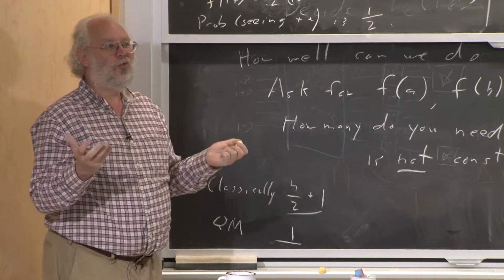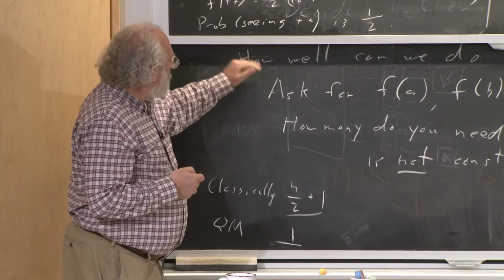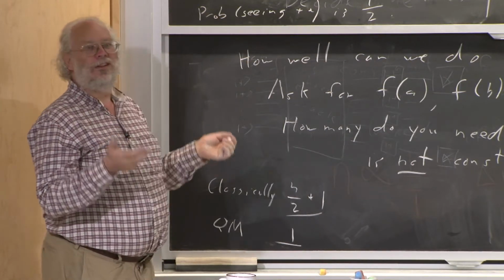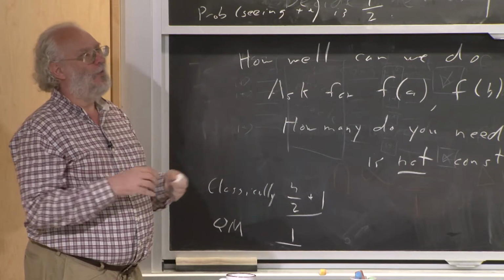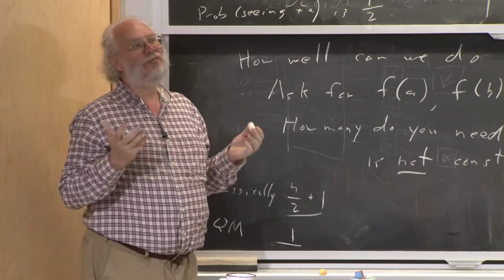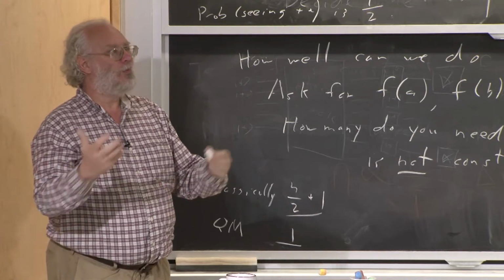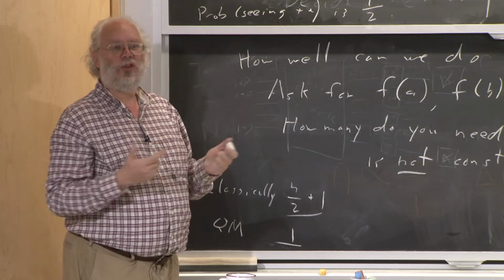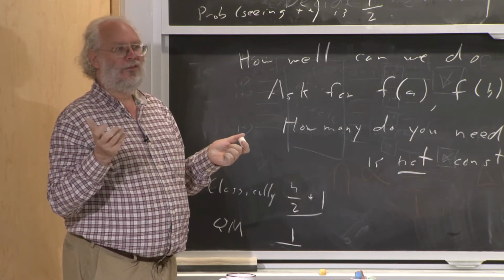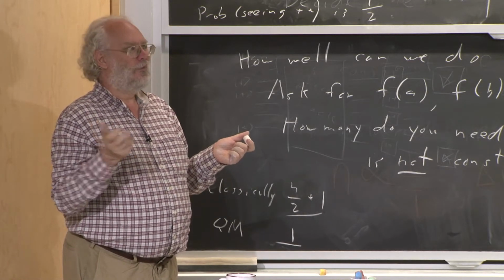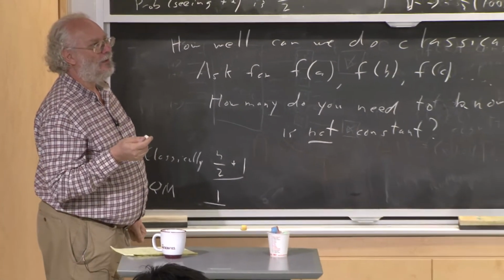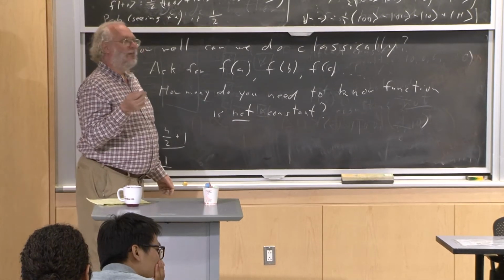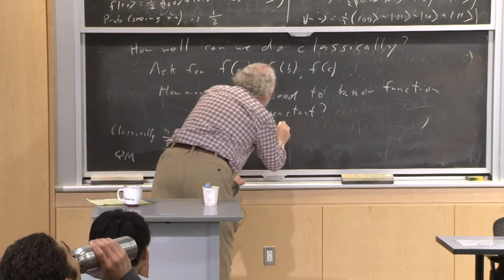Of course, there is a drawback to how well we can do classically, which means that this paper did not convince many people that quantum computers were better than classical computers. So anybody want to tell us this drawback? Yeah? Wouldn't a randomized algorithm also just require an expectation of constant number of evaluations? Yeah, exactly. Randomized.